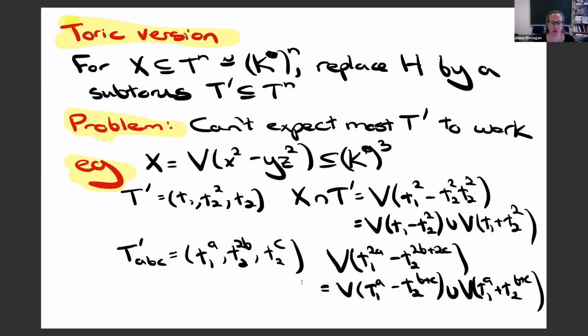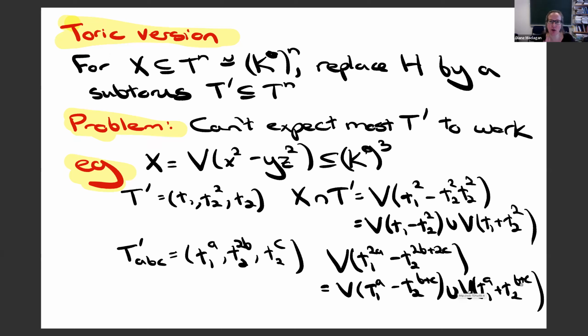The problem, though, is that it's easy to come up with examples. I can just generalize this example by replacing 1, 2, 1 by A, 2B, C. So my subtorus is now T1 to the A, T2 to the 2B, T2 to the C for any A, B, C in Z cubed. I do the slice again, X intersect T prime, and I get the variety of T1 to the 2A minus T2 to the 2B plus 2C. Again, it's a difference of two squares. We have a reducible variety.